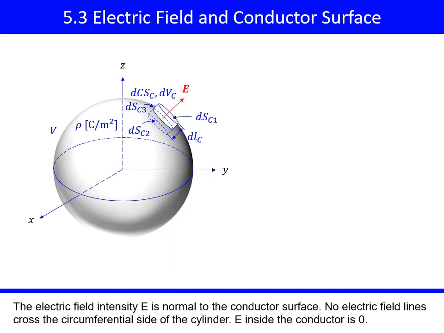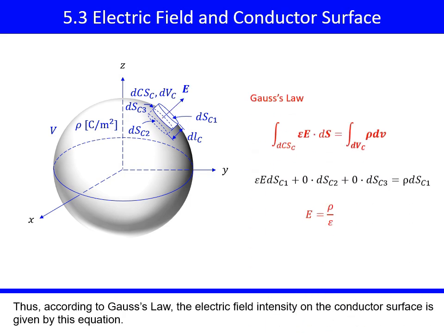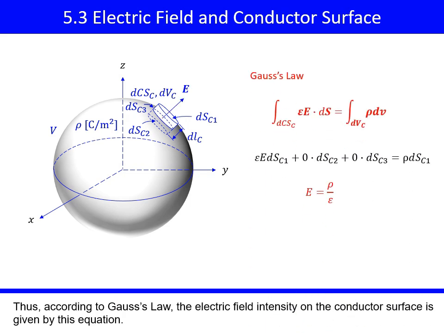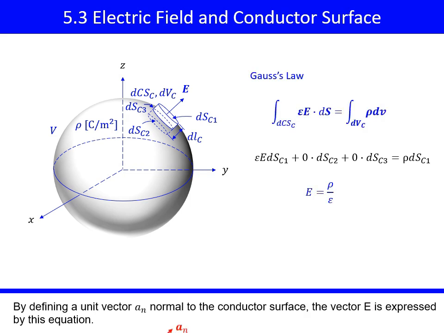The electric field intensity E is normal to the conductor surface. No electric field lines cross the circumferential side of the cylinder. E inside the conductor is 0. Thus, according to Gauss's law, the electric field intensity on the conductor surface is given by this equation. By defining a unit vector a_N normal to the conductor surface, the vector E is expressed by this equation.